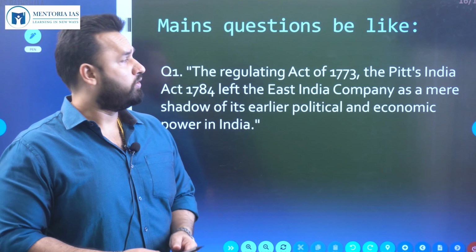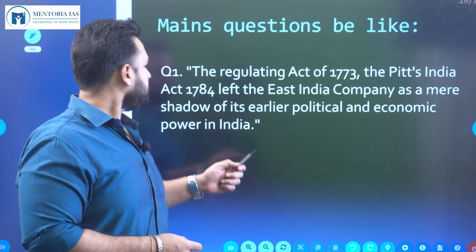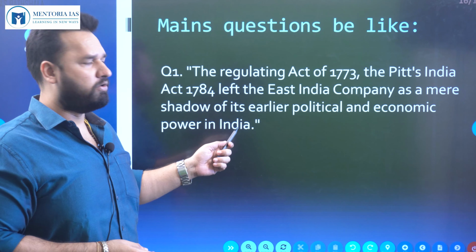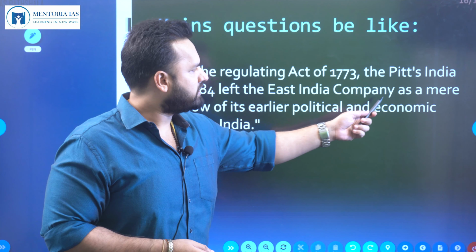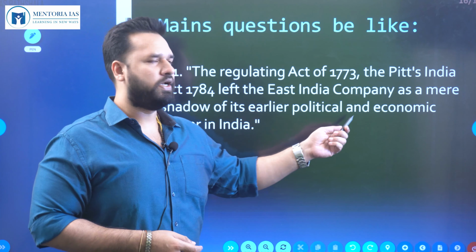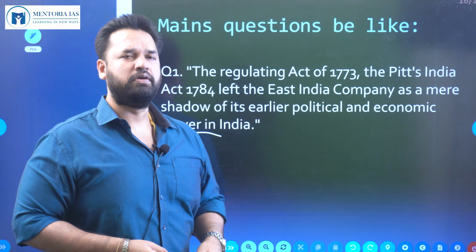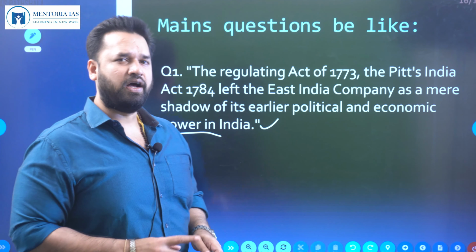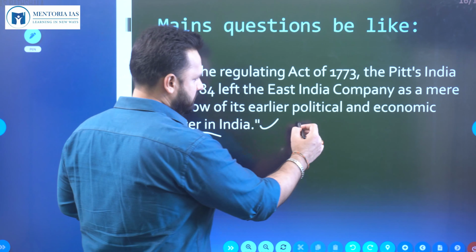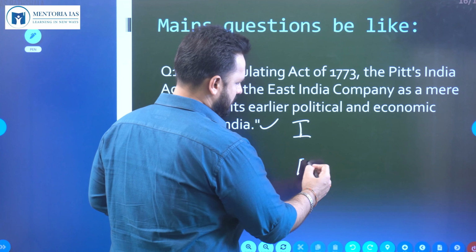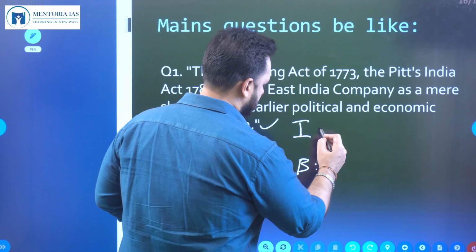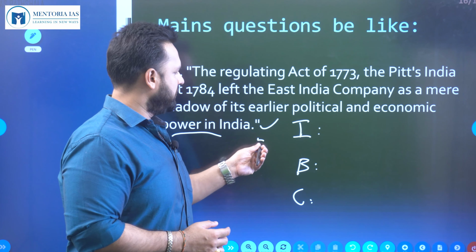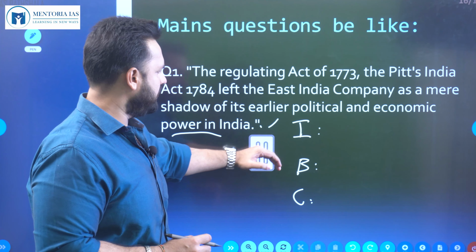Okay. Now let us have a look at a mains-based question. The Regulating Act of 1773 and the Pitt's India Act of 1784 left the East India Company as a mere shadow of its earlier political and economic power in India. Okay, you will get these kind of questions in your mains, but you should understand the trick how to handle it. You need to get more marks. So let us start with introduction, body and conclusion. As I always say, prepare a sample 3 to 4 lines of introduction. Keep it handy, learn it by heart.